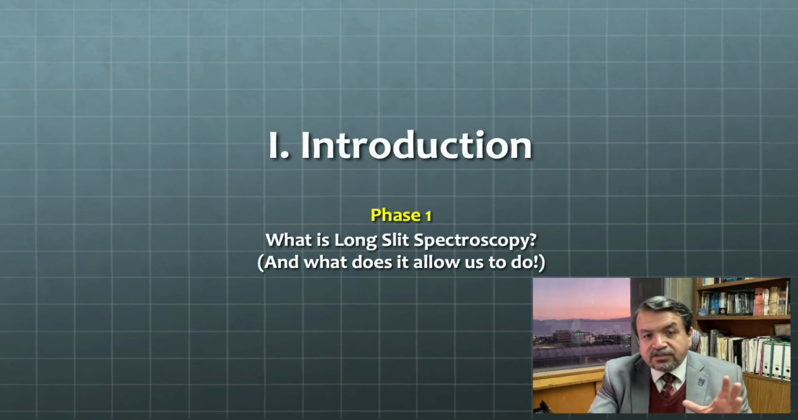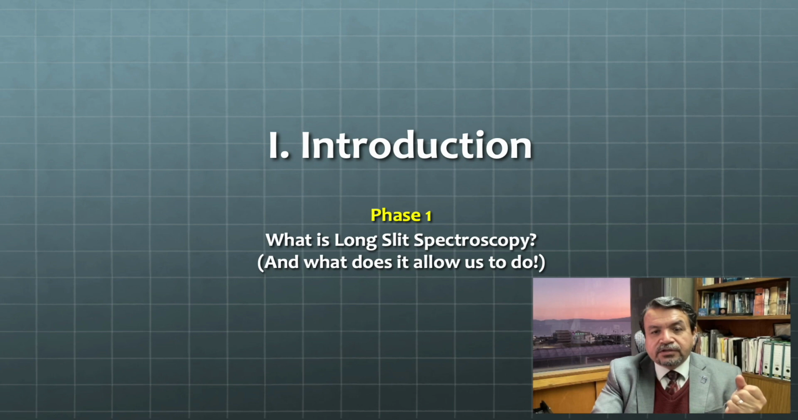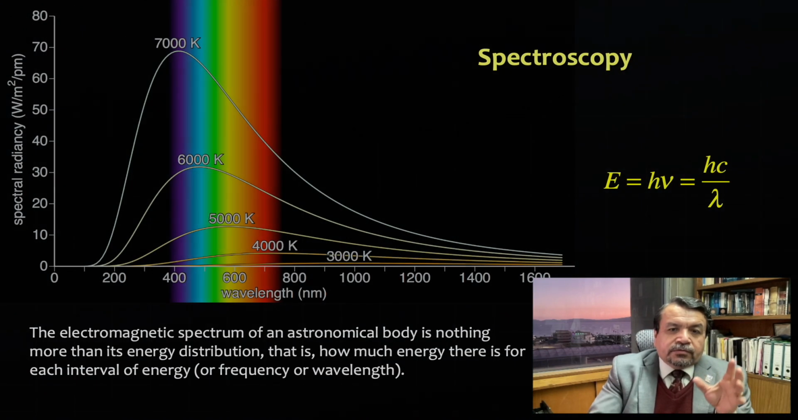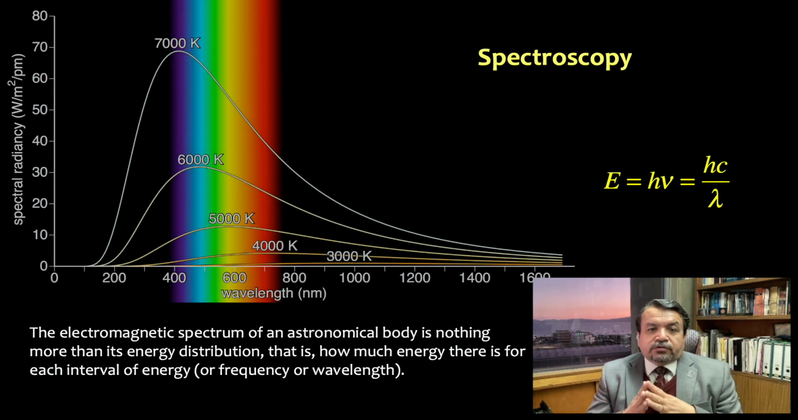Well, let's begin initially with what long-slit spectroscopy is and what this spectroscopy enables us to do. In this image, we have a small figure representing the electromagnetic spectrum. So, what exactly is the electromagnetic spectrum and how does it relate to the image?